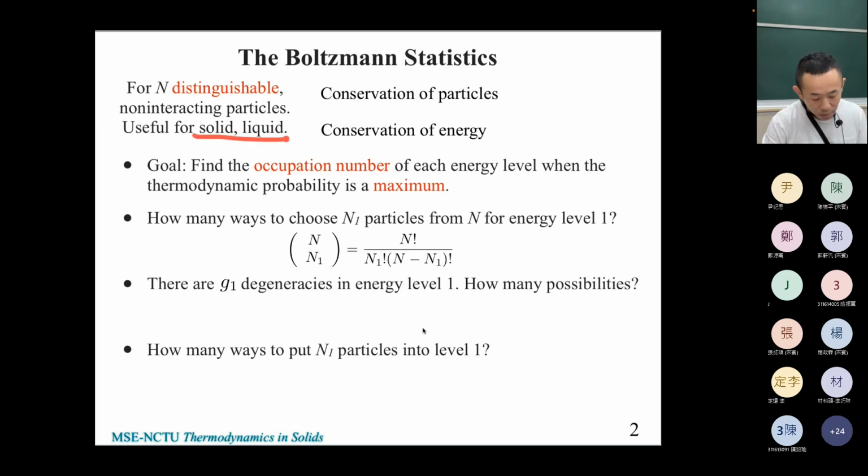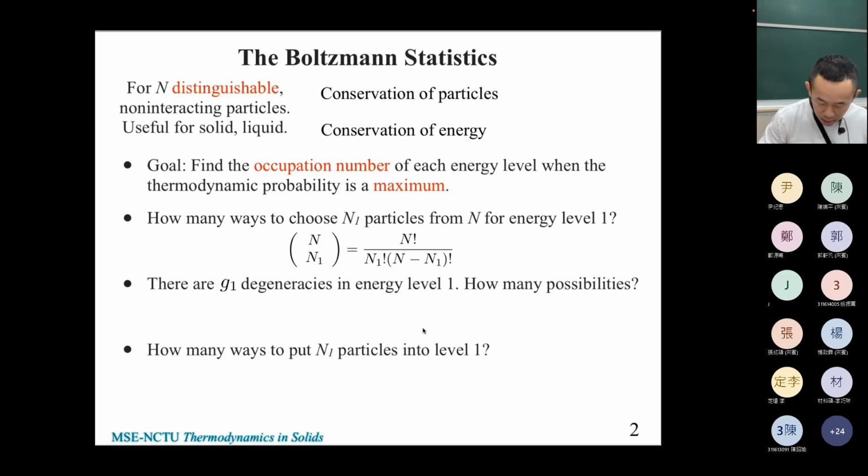Solid and liquid means that the particles are distinguishable, and non-interacting. So later, if you meet a material like solid or liquid, just use Boltzmann statistics. All right, so let's do it.